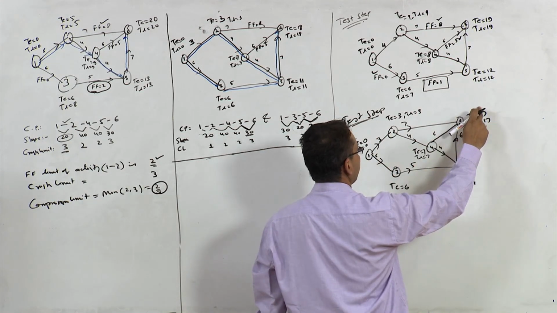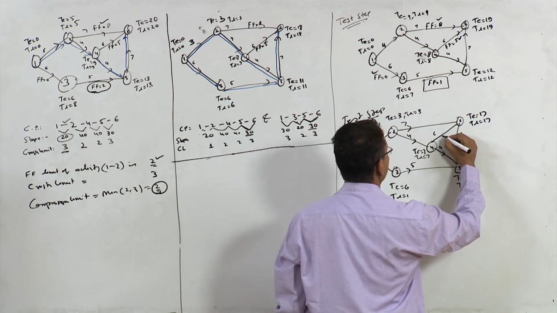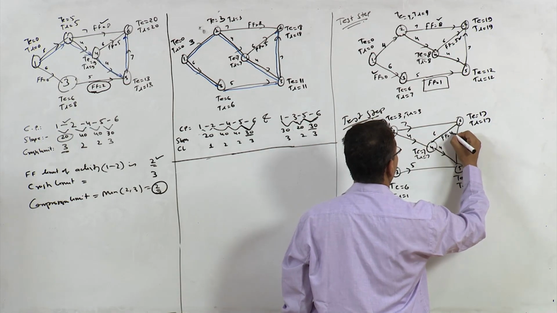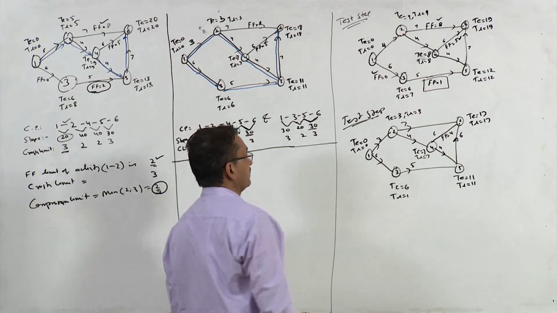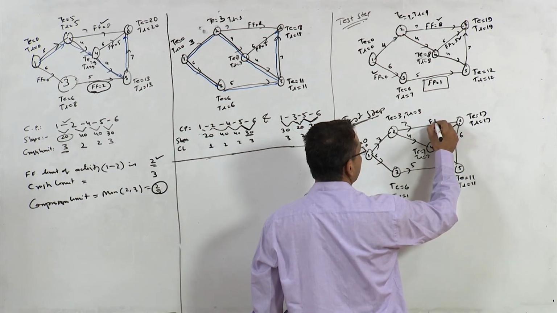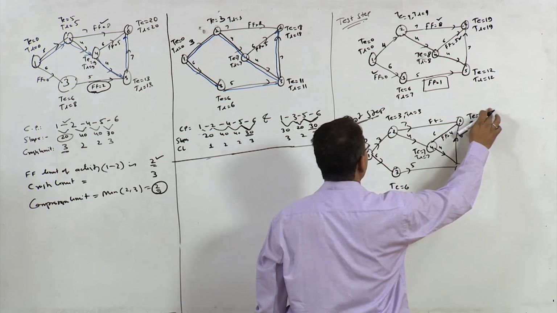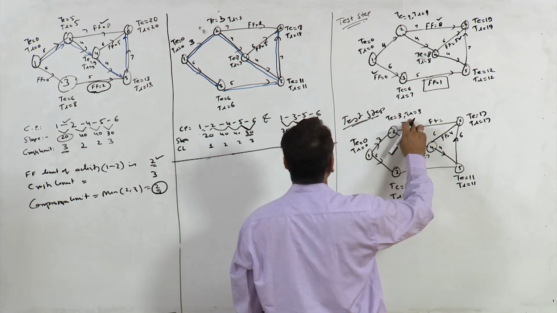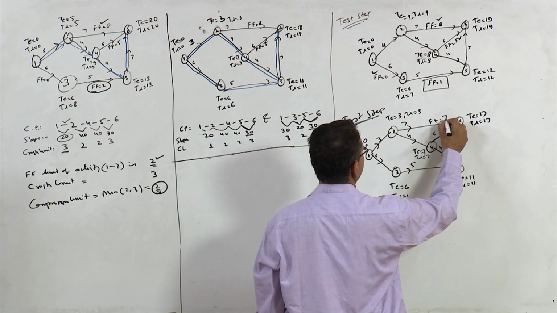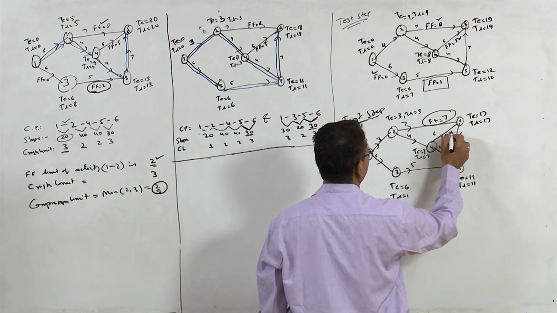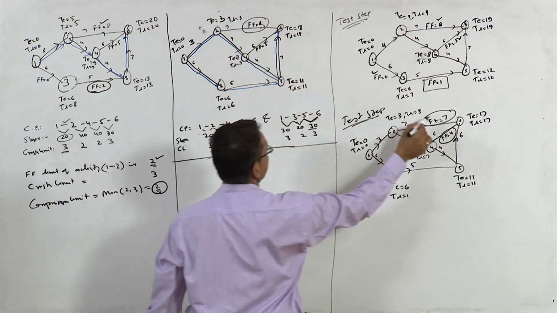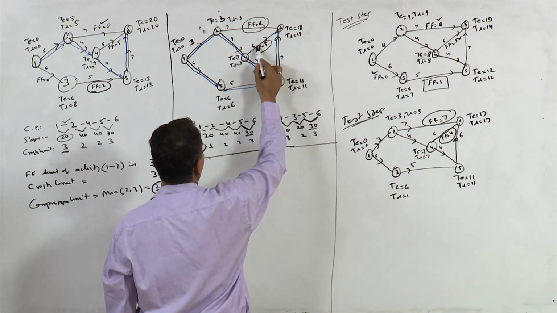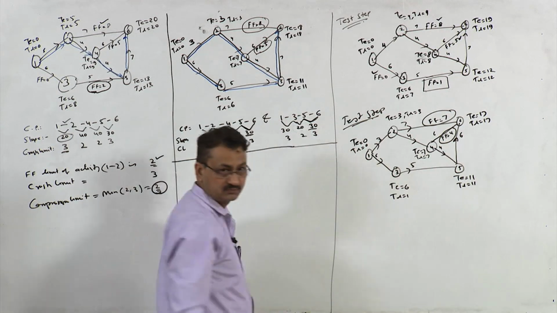So 17 minus 7, 10, 10 minus 6, this is 4, earlier it was 5. Free float here is 17 minus 3, 14, 14 minus 7, 7. So if you look at these two free floats, they have come down. Earlier this was 8, now this is 7, earlier this was 5, now this is 4.